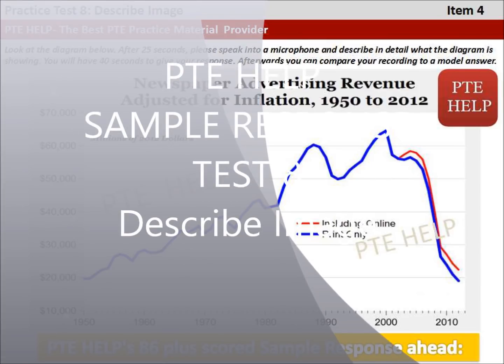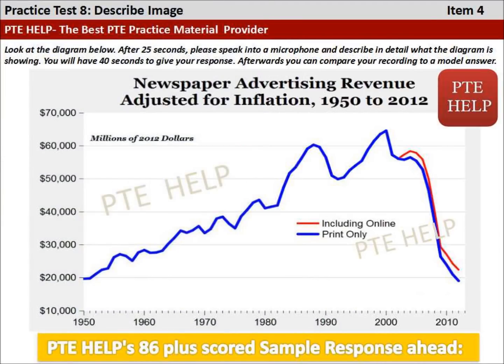PTE Help Test 8. Describe image 4. Sample response from PTE Help.